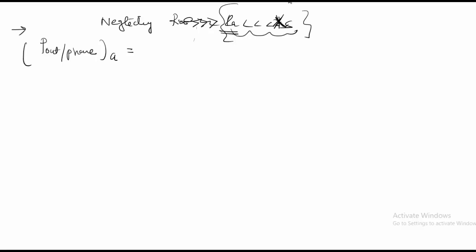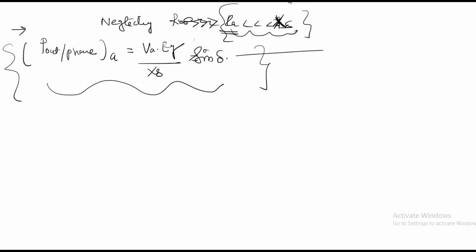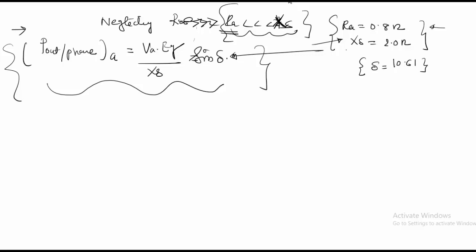So it's possible to neglect this, and when you're neglecting that, you will get something like VA into EG divided by XS into sine delta. So based on this formula, is it directly possible to find your delta? In this very particular case, my RA was equal to 0.8 ohm, while at the same time my XS was equal to 2.0 ohm. This is not a very large difference if you are comparing. So it's possible that your delta will differ from the delta found by considering RA, which was close to 10.61. If you are neglecting it, it would differ by somewhat larger margin.